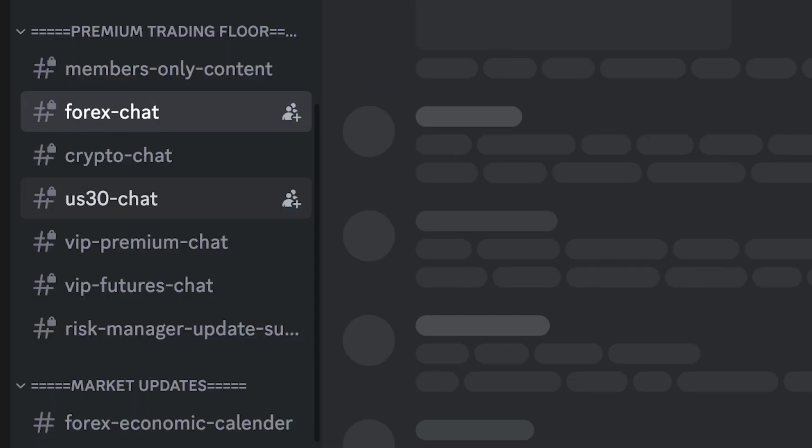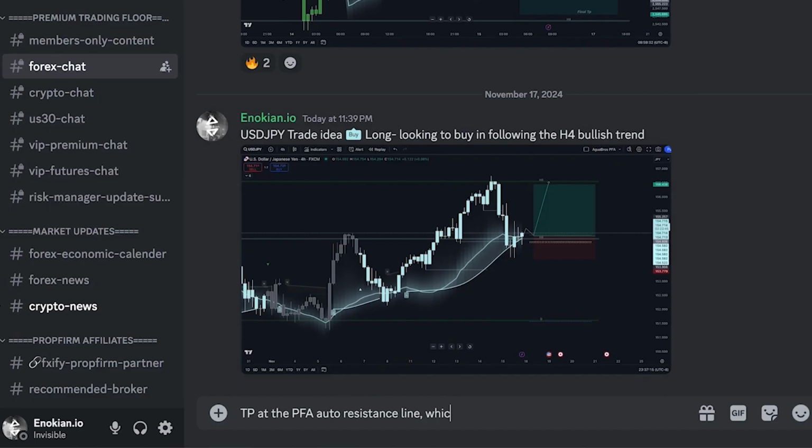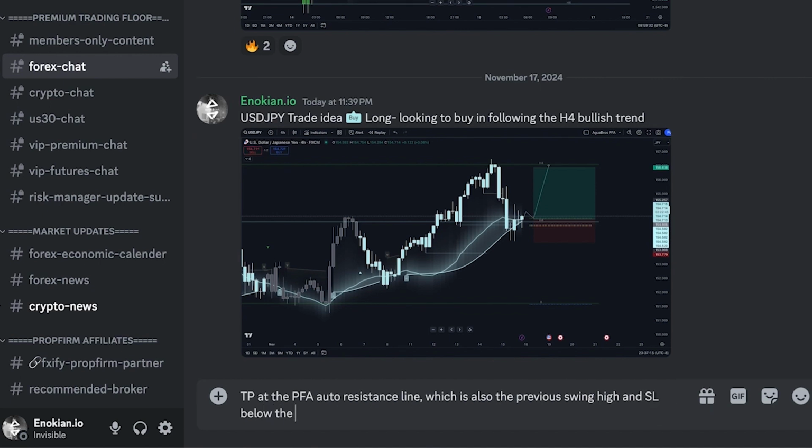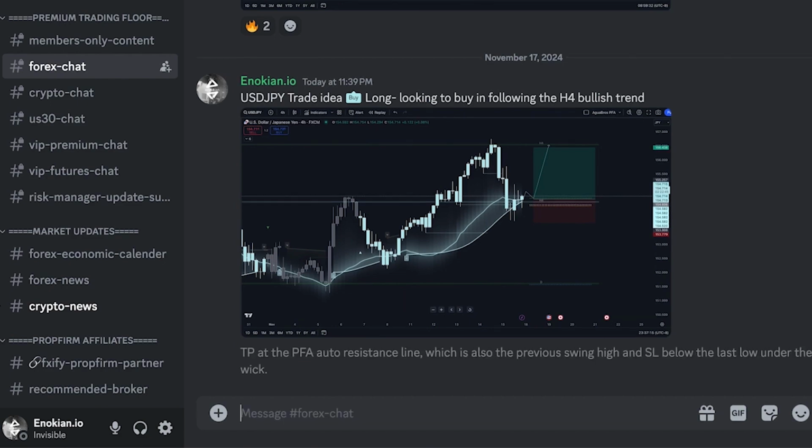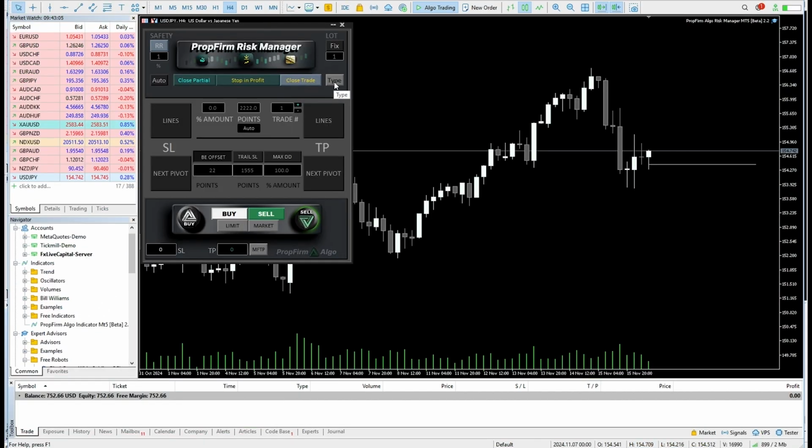So I'm letting everybody know to check it out. USDJPY trade idea long, looking to buy and follow the 4-hour bullish trend. TP at the previous auto resistance line of prop firm algo, and stop loss at the previous swing low right behind the wick. It's time to execute the trade.